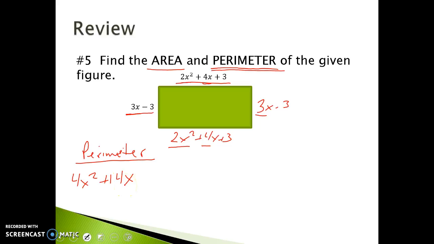And then I have the plus 3 and plus 3 is positive 6. Negative 3 and negative 3 is negative 6. And a positive 6 and a negative 6 just cancel each other out. So the perimeter is just 4x squared plus 14x.